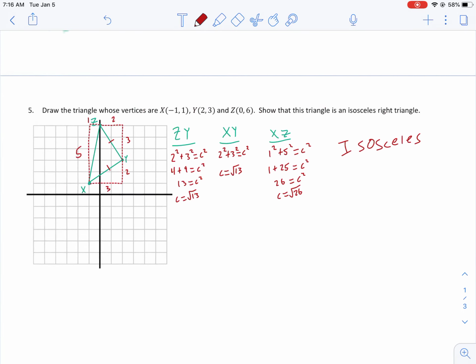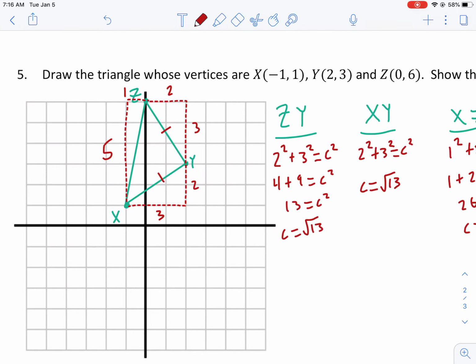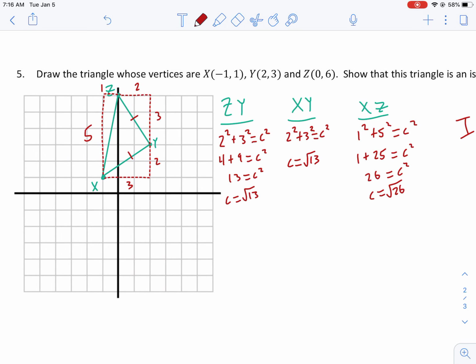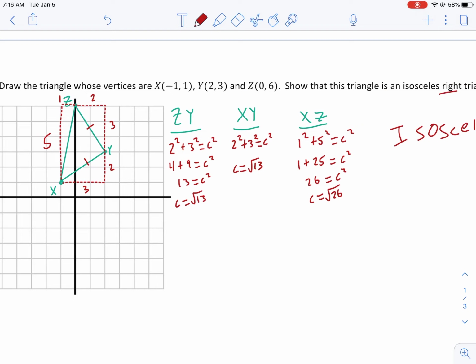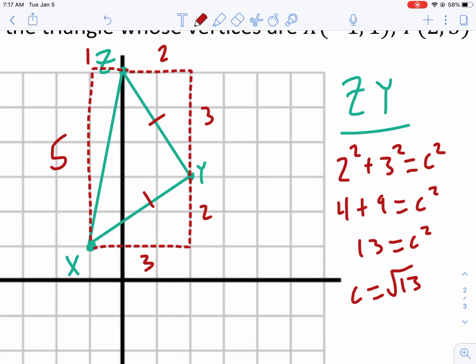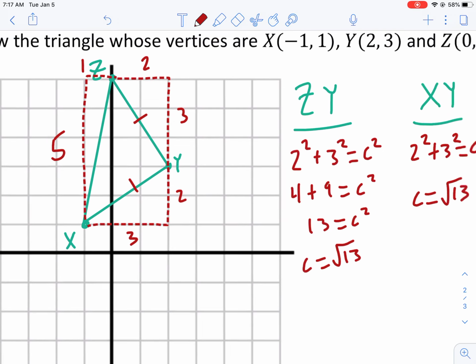Now you're going to be doing this on your own later. The second thing that you have to show is that it's a right triangle. Now, how do we show it's a right triangle? Remember, right triangles are made by perpendicular lines. So if we look at this, that's definitely not a right angle. That's definitely not a right angle. This one could be a right angle right there. So how do we show that it's a right angle?